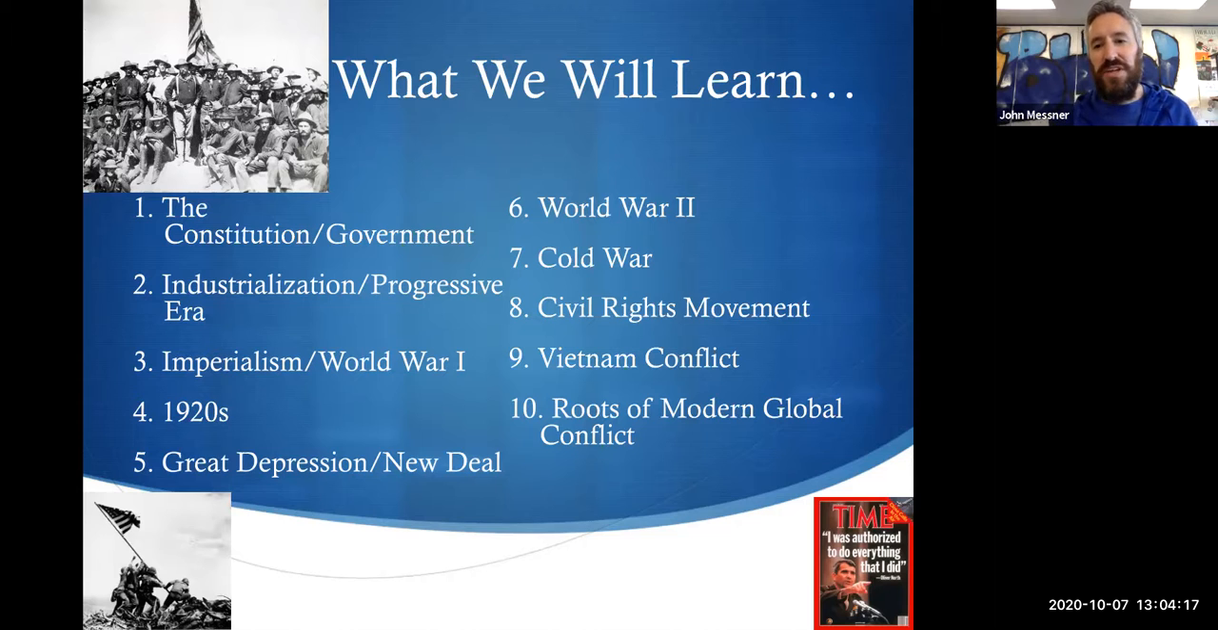So we go from the Gilded Age all the way up to present day is where I try to take this class. So you see all the different units. These are the major units, 10 units throughout this year. Our next will be imperialism, World War I, 1920s, Great Depression, New Deal. World War II will be around our semester break time, even virtually. So we'll see how far we get, but that's my hope. And then Cold War, Civil Rights Movement, Vietnam, and roots of modern global conflict after the Vietnam conflict to present day will be our last unit, and that'll be in second semester.